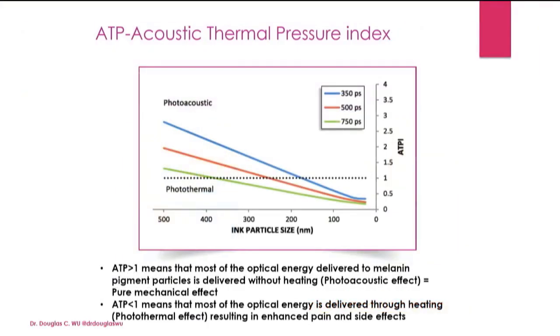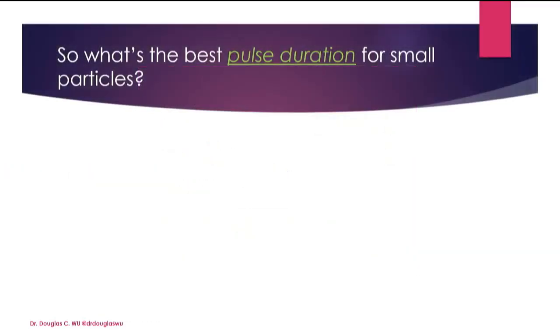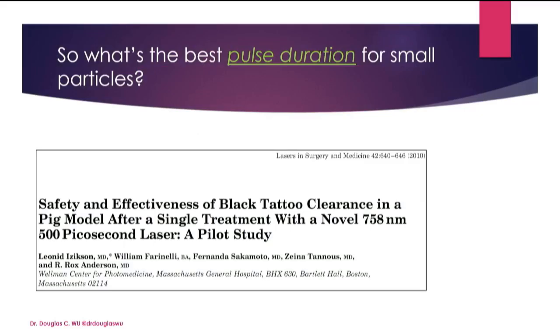And it turns out that pulse duration is extremely important for this. For the optimal acoustic thermal pressure index, you really need something that is 500 picoseconds and under for the majority of that energy to be photoacoustic or photomechanical. Even at 600, 700, 800 picosecond pulse duration, you're still getting majority photothermal energy, as you can see here. So what's the best pulse duration for small particles? Hard to say, but it can be mathematically calculated.